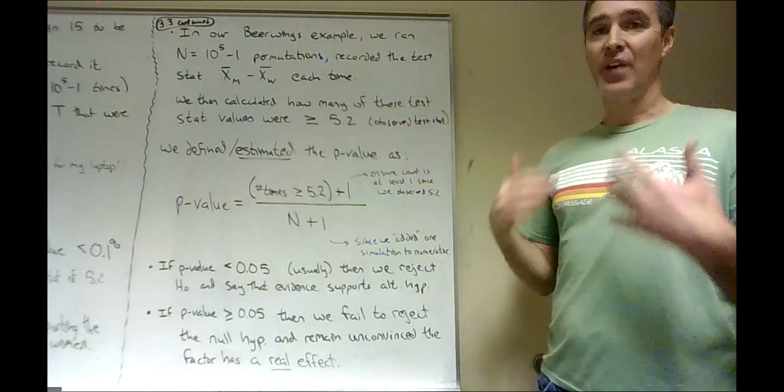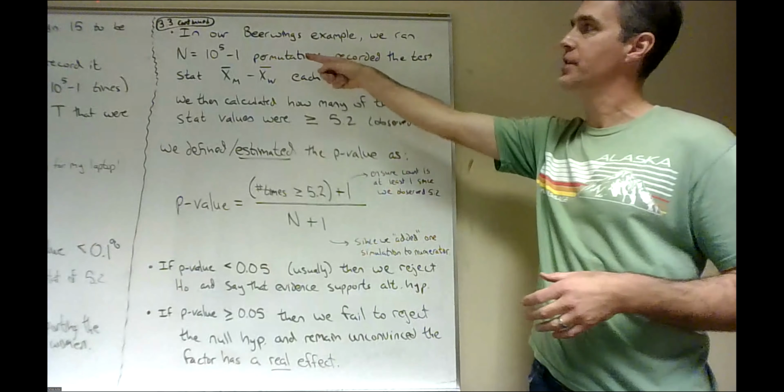All right, we then calculated how many of those 10 to the 5th minus 1 recorded test statistics were greater than or equal to what we observed, that 5.2, okay? Remember, 5.2 was what we observed, that on average, the 15 men ate more than the 15 women, okay? All right, we then estimated the p-value as such.